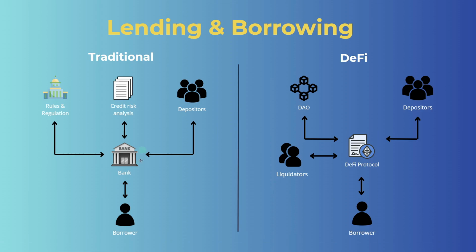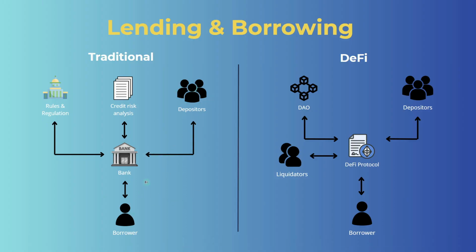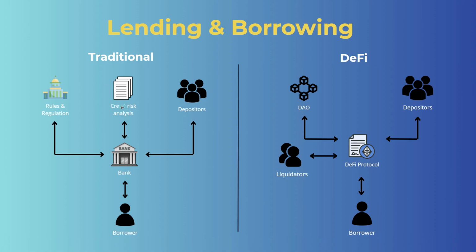But of course, where does the bank take the money? Mostly from people that deposit in the bank. This is a simplification, of course, but these are the two main people that interact with the bank. So there is a group of people that deposit money into the bank. The bank loans the money to the borrower. Of course, the bank has to make some analysis on the credit risk and also has to comply with the rules and the regulations. In the case of DeFi, we don't want a middleman.